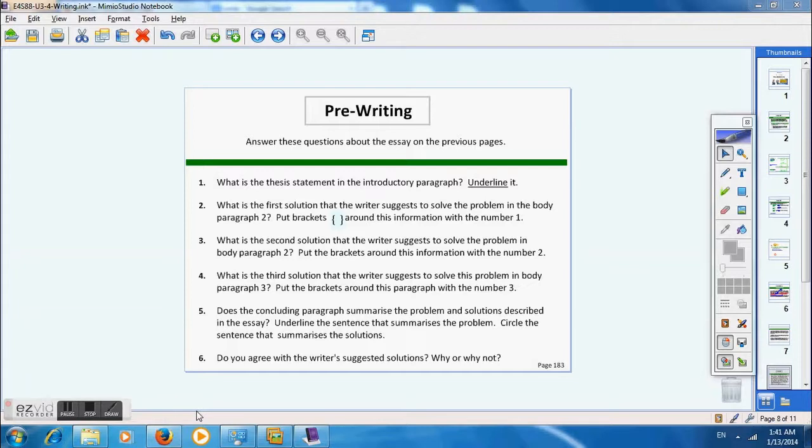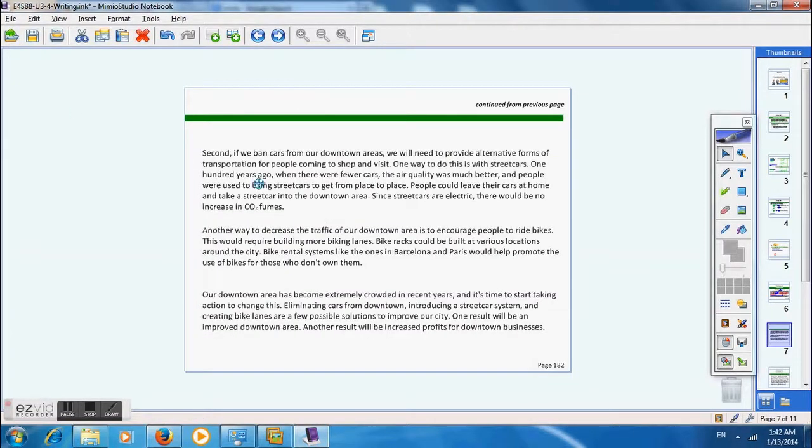Question 3. What is the second solution that the writer suggests to solve the problem in body paragraph 2? Put the brackets around this information with the number 2. So this is your cue. You have "second." Okay, here. Okay, so we end here.